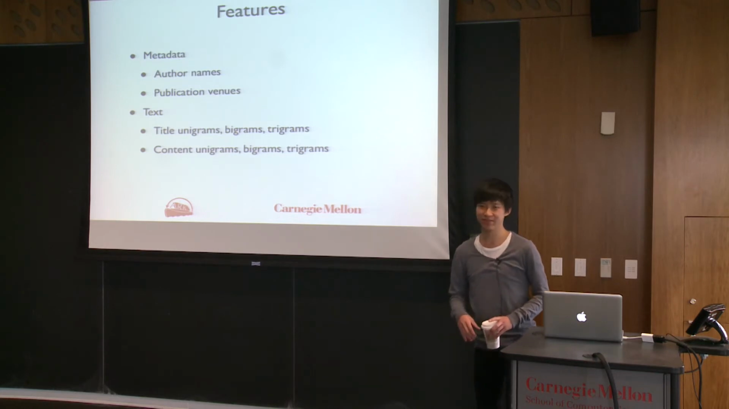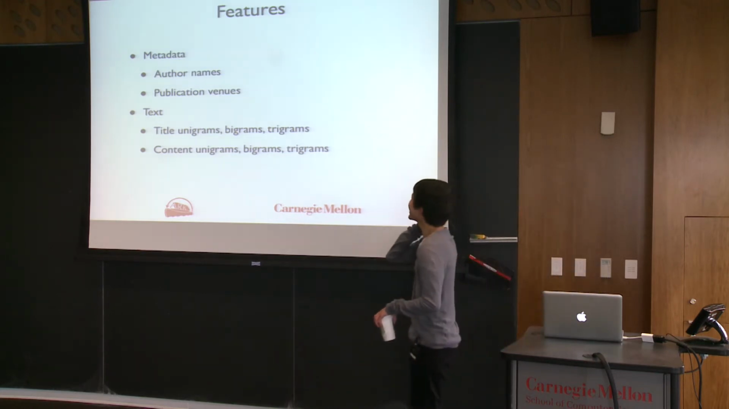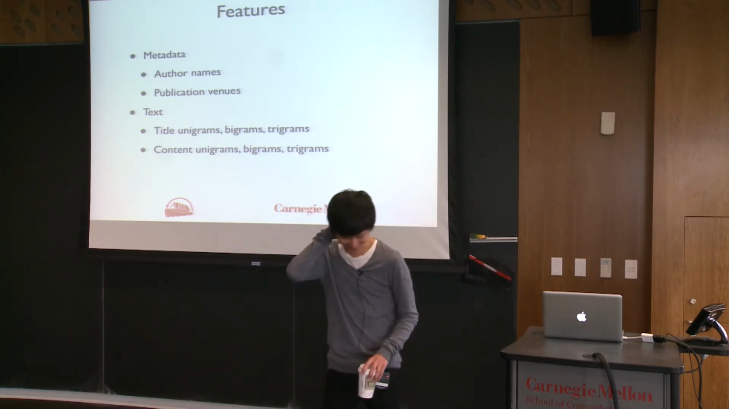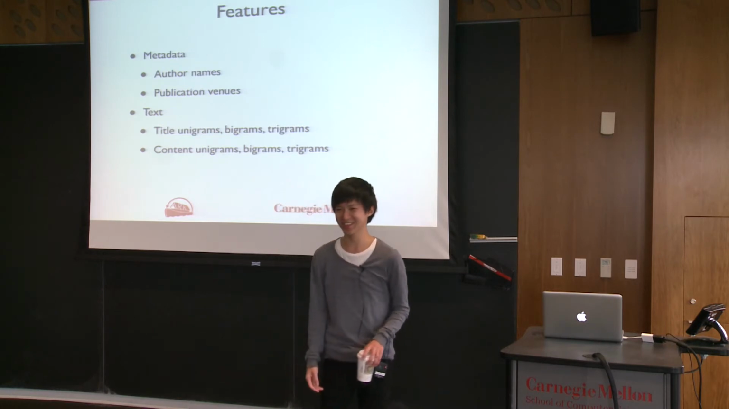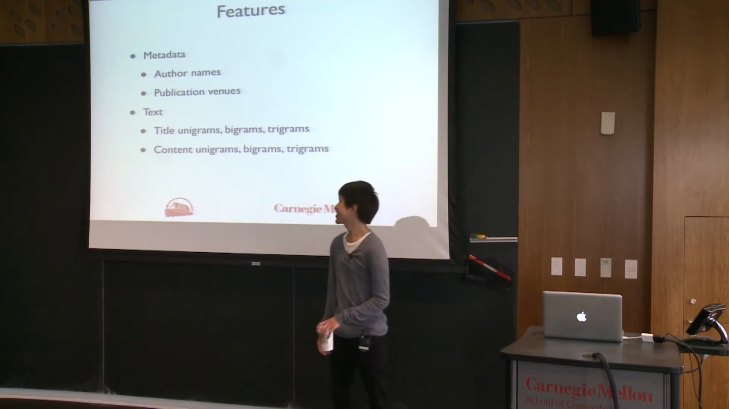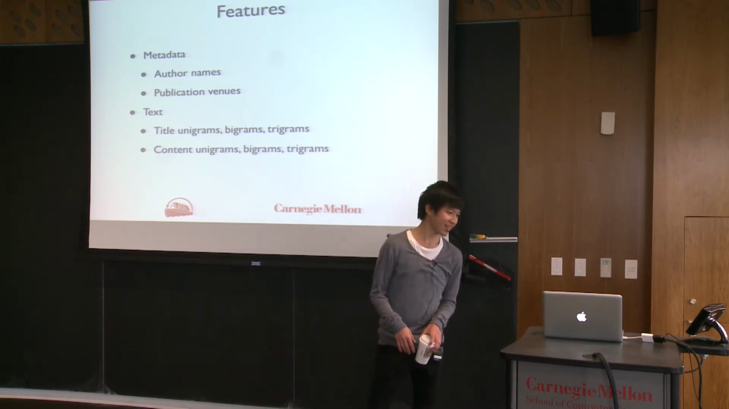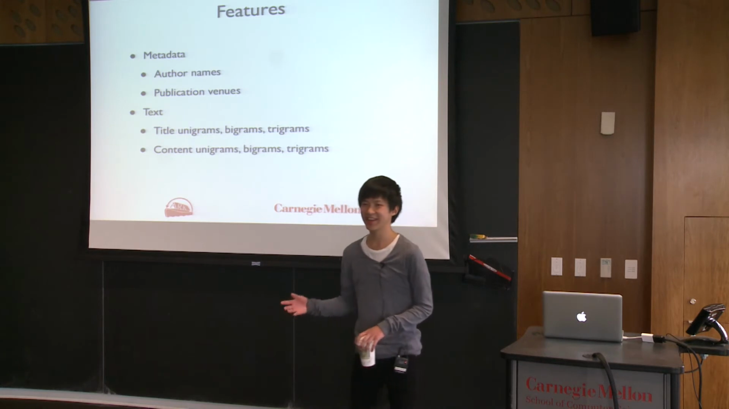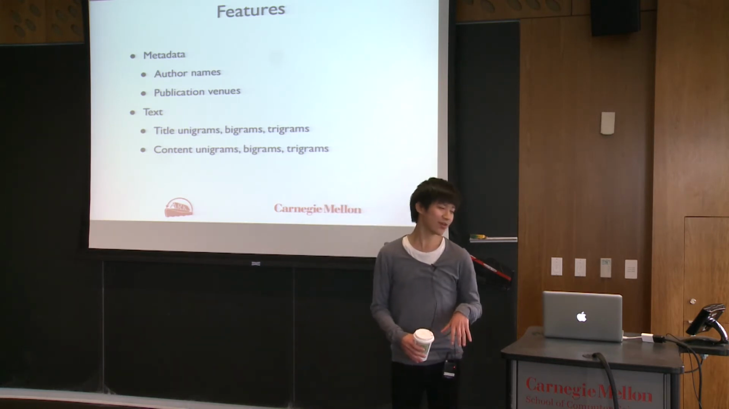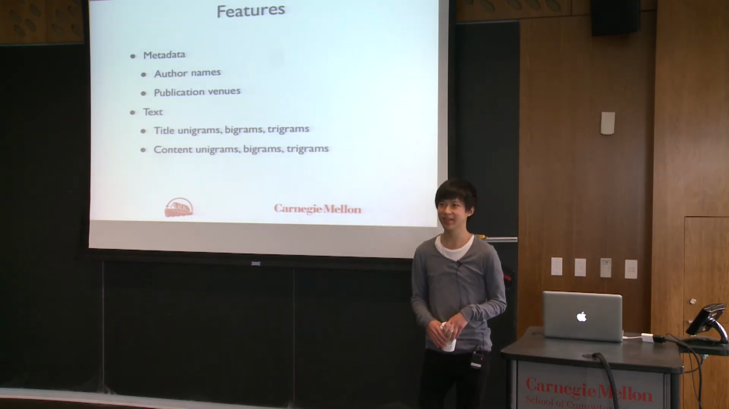We need to cite more papers. Okay, so these are the features that we're using. We use just pretty standard features. For the tags, we use simple unigrams, bigrams, and trigrams. Yeah, just binary indicator features. And we also include some metadata features such as the author names and publication venues.